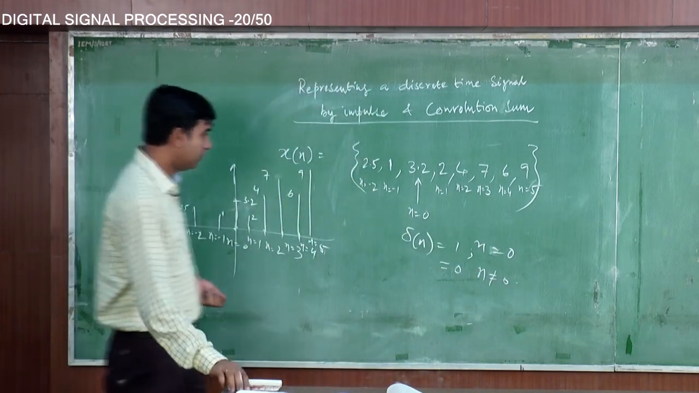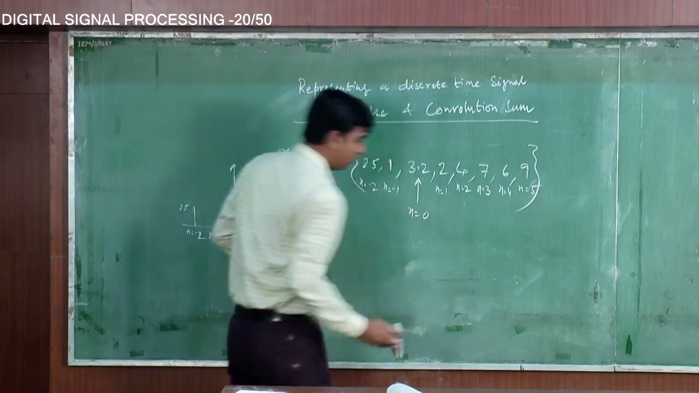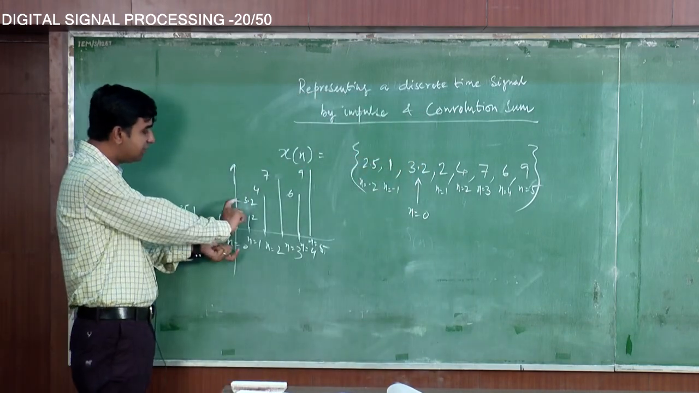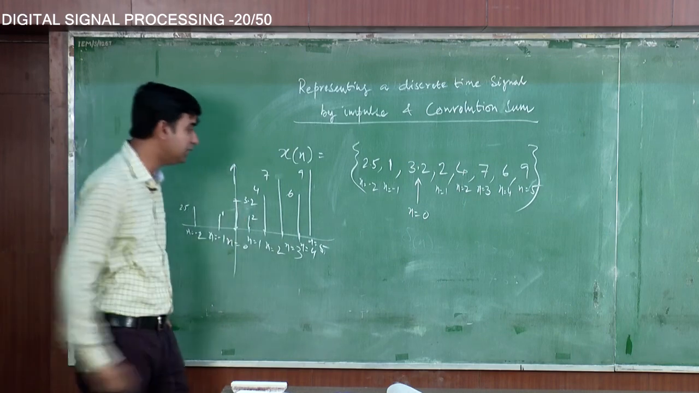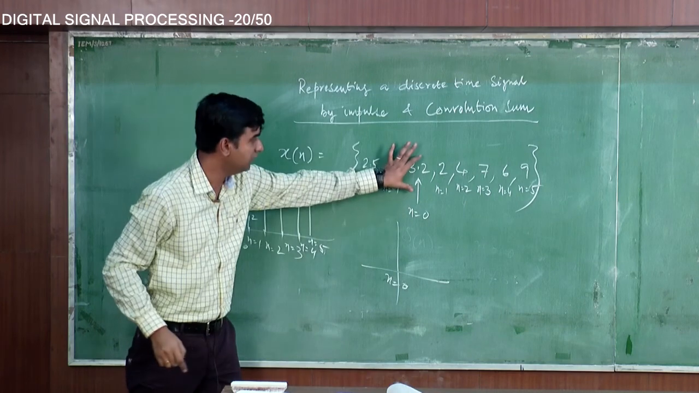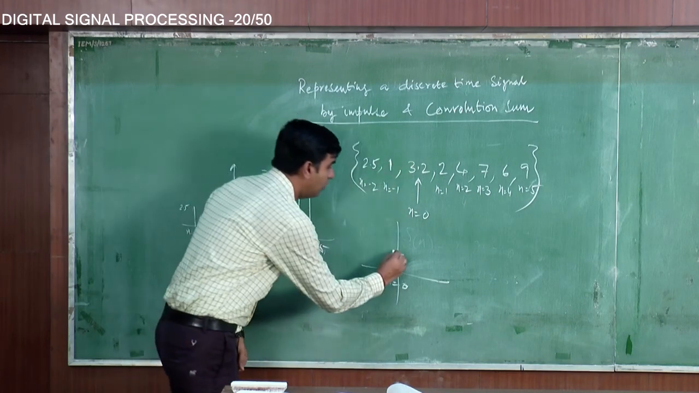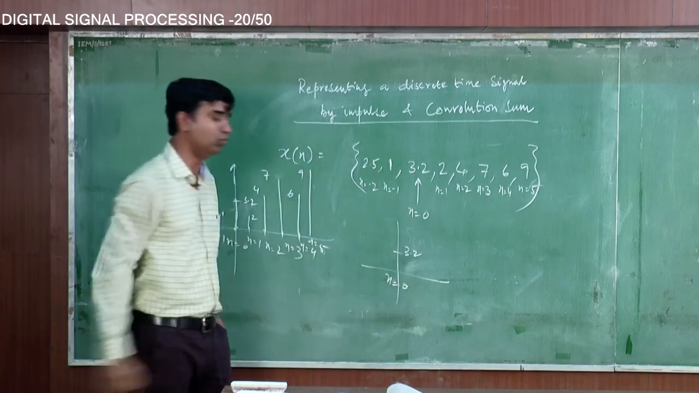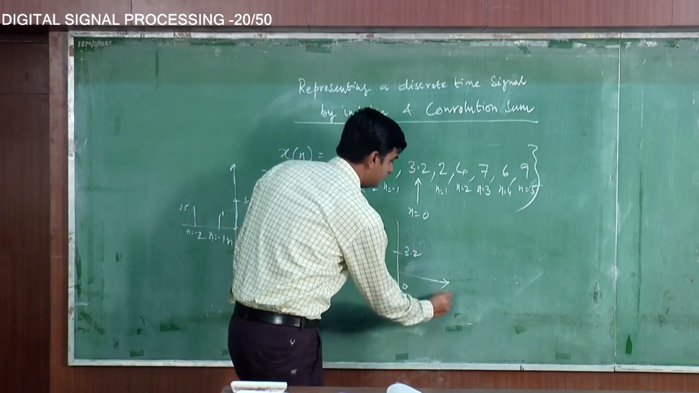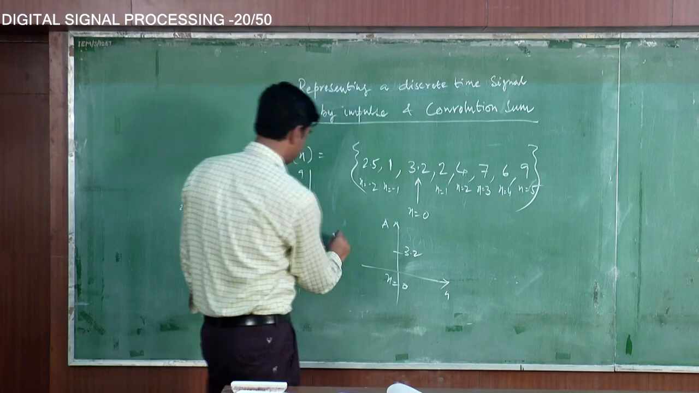So, now suppose I try to define the signal which exists at the origin, that means it exists at n is equal to 0. We know that it exists at n is equal to 0 and the value is 3.2. So, can I define this signal? This is n, this is amplitude.